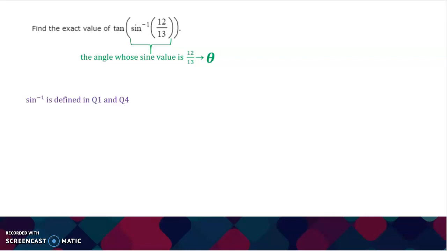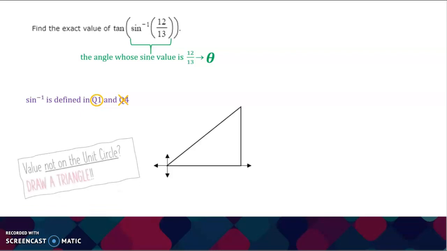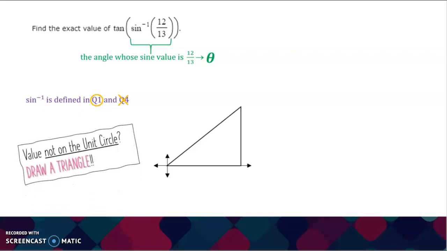Inverse sine is defined in quadrant 1 and quadrant 4. Since the value I'm looking at is positive, we must be in quadrant 1. Now normally we would start looking at ordered pairs, but 12 over 13 is not on the unit circle, right? So if your value is not on the unit circle, just draw a triangle.